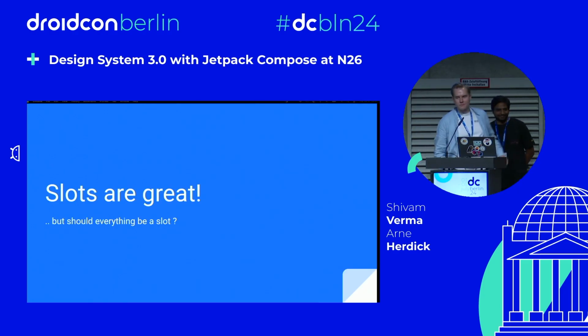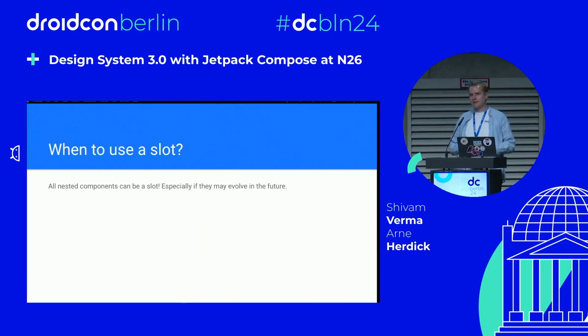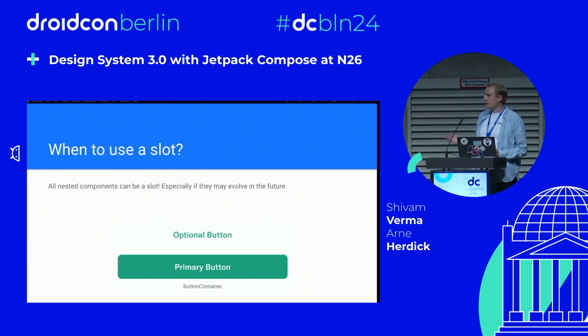Yes, thanks Shivam. So I think we've just learned that slots can be really great. But one question you might be asking yourself, should everything be a slot? What is even the candidates? And I think the way we generally go about it is that we say, whenever you have nested components, this might be a slot. Especially if you have this hunch that it might evolve in the future, or it's just not completely clear. So if we look at this example of the button container, as you can see, this is super simple. It's a container for two buttons, the primary button, which is always there, and the optional button, which might be there and might not.